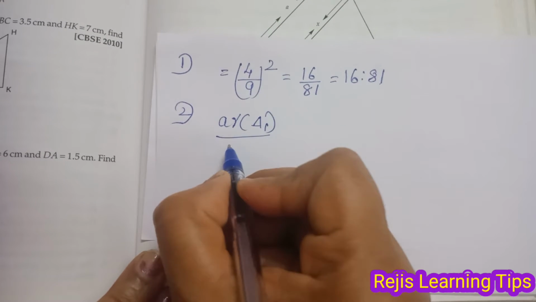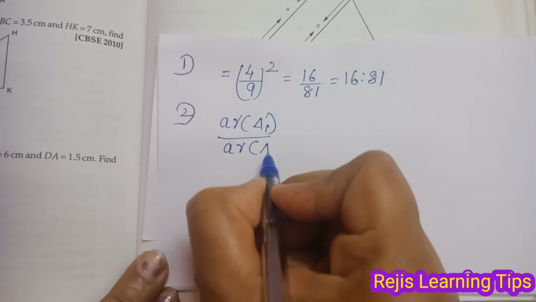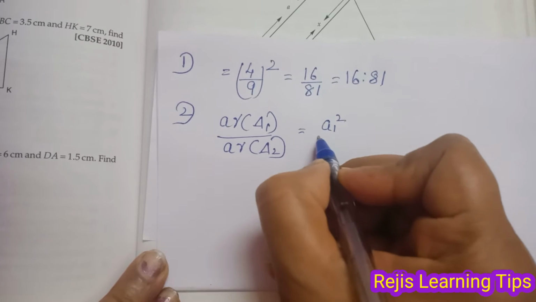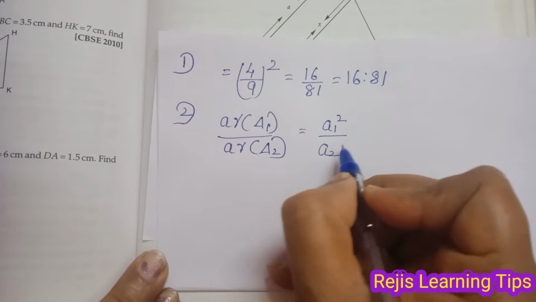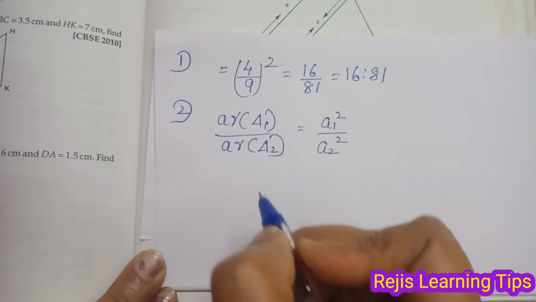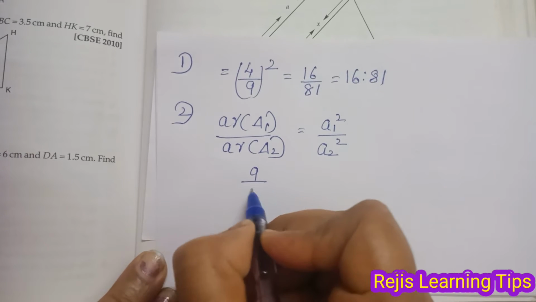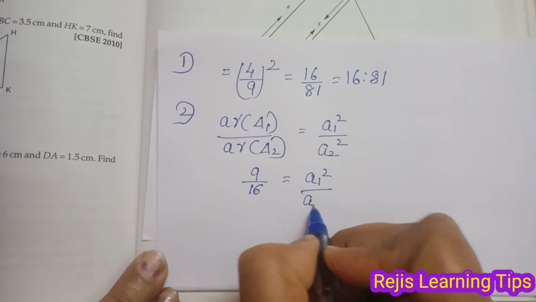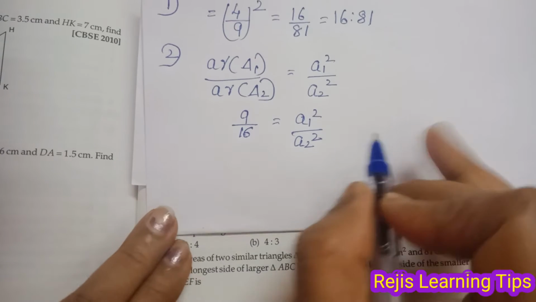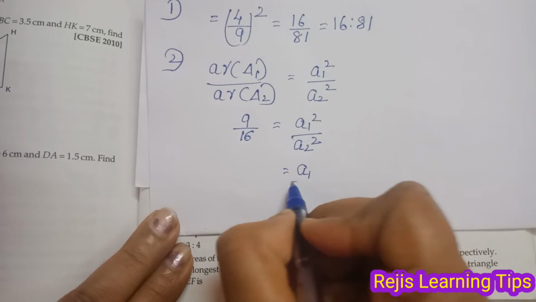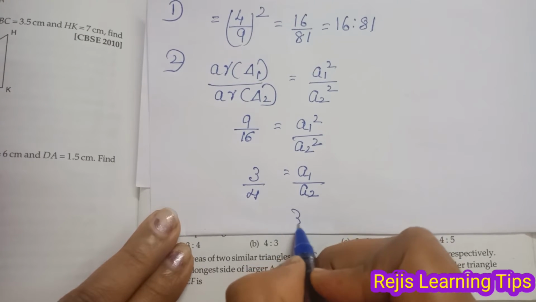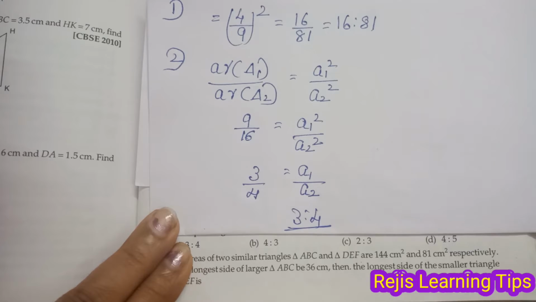Then area of triangle 1 divided by area of triangle 2 is equal to side 1 square divided by side 2 square, A1 square by A2 square. Here the area ratio is 9/16, that is equal to A1 square by A2 square. Therefore, A1 by A2 is equal to 3/4. So, the ratio is 3:4. Okay. Then our option is A.